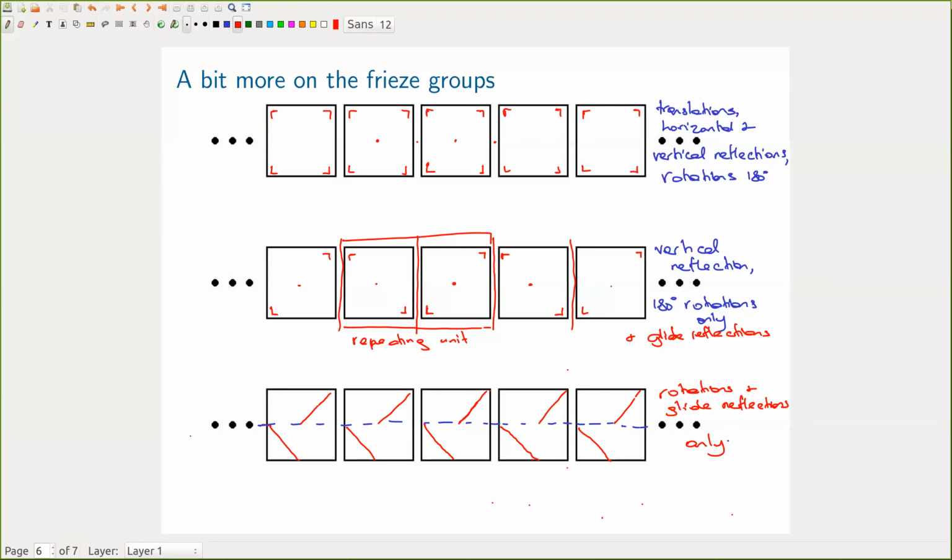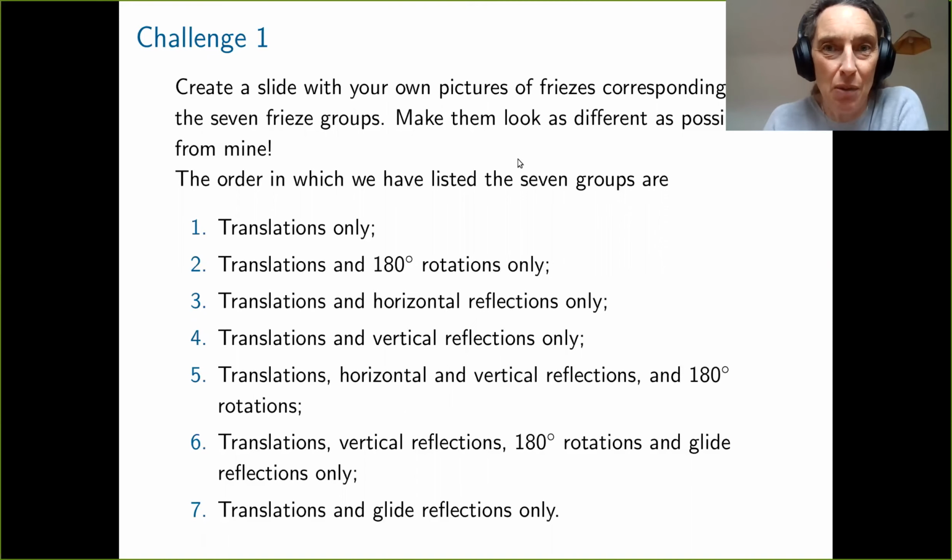Okay, so that brings us to our first video challenge. And the challenge for you from this video is to create your own picture of 7 frieze diagrams that have the 7 different symmetry structures, just as we did during that video. So make them look as different as you can from mine. Here, I'm not asking for any high-tech solutions. A photograph of a handwritten piece of paper is fine, but it would be nice if we get a range of responses showing how different friezes with the same basic groups of symmetry can look.